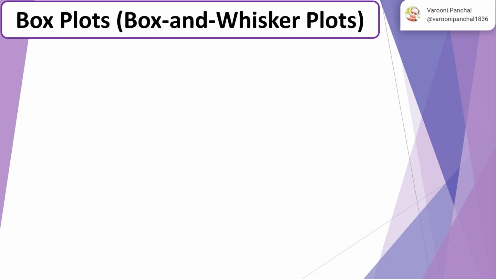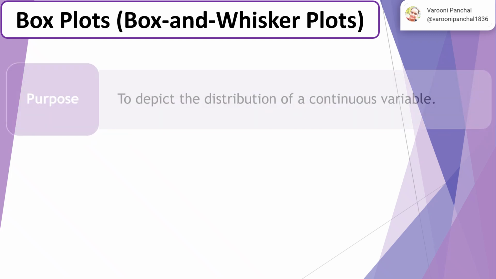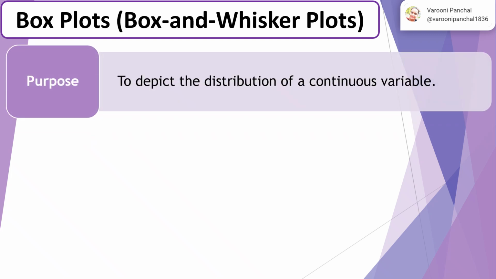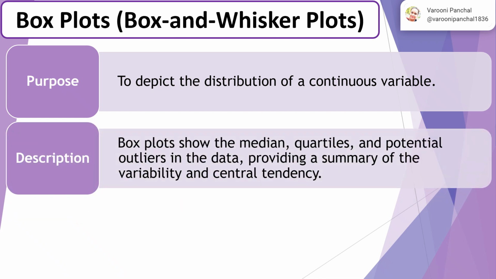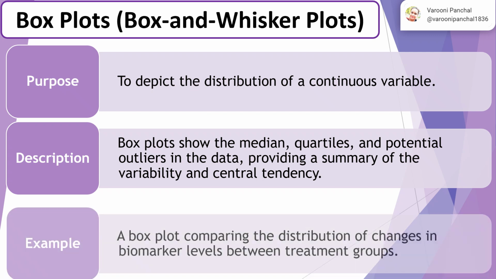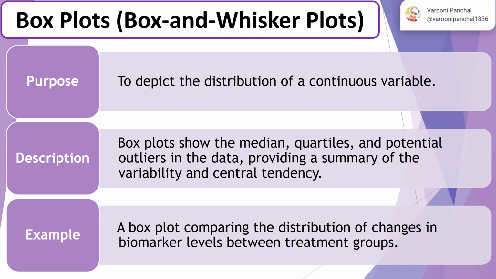Box plots. Box plot and whisker plots. Purpose: to depict the distribution of a continuous variable. Description: box plots show the median, quartiles, and potential outliers in the data, providing a summary of the variability and central tendency. Example: a box plot comparing the distribution of changes in biomarker levels between different treatment groups.